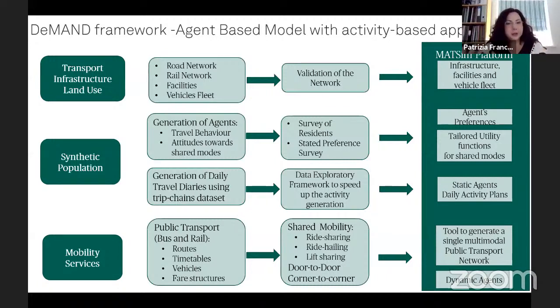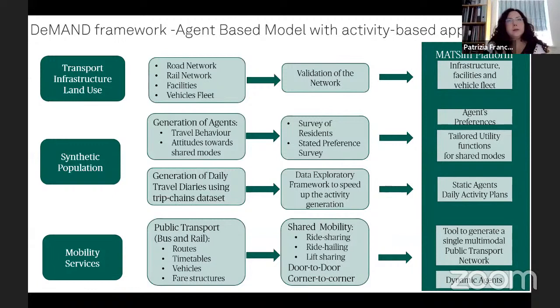The real innovation in DEMAND is the way we built the synthetic population. Our agents are built through highly granular mobile network data, and especially the daily travel patterns you can get are different from what you currently have in agent-based modeling, because we use trip chains data. So we know exactly how groups of people move between several zones, and all the intermediate trips as well. And then we generate the agents from mobile network data as well.